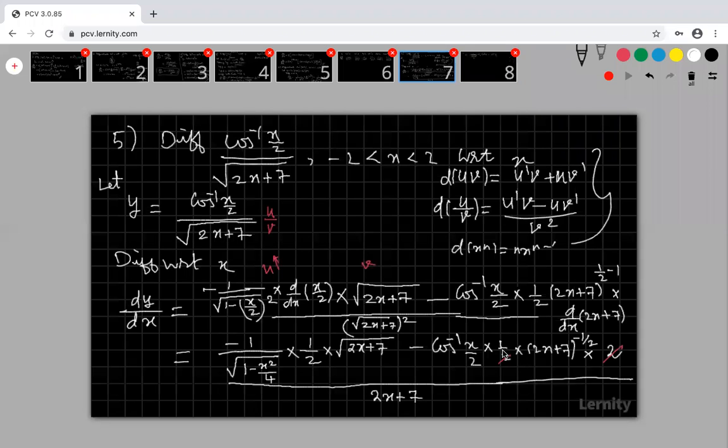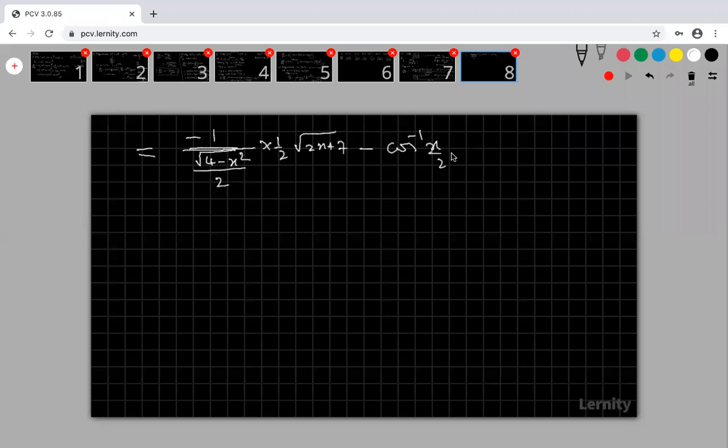Okay, and look at that, this 2 has already cancelled. I'm getting only 2x plus 7 the whole power minus half. 2x plus 7 the whole power minus half becomes, in the denominator, because the power is minus, you bring it to the denominator. So therefore 1 by root over 2x plus 7, whole divided by 2x plus 7.